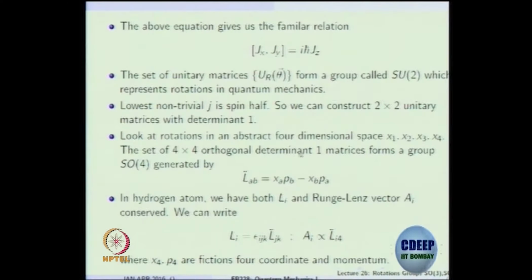Look at rotations in an abstract 4-dimensional space. Take x1, x2, x3, which are your x, y, z, and add one more coordinate. You can still construct 4 cross 4 orthogonal matrices.